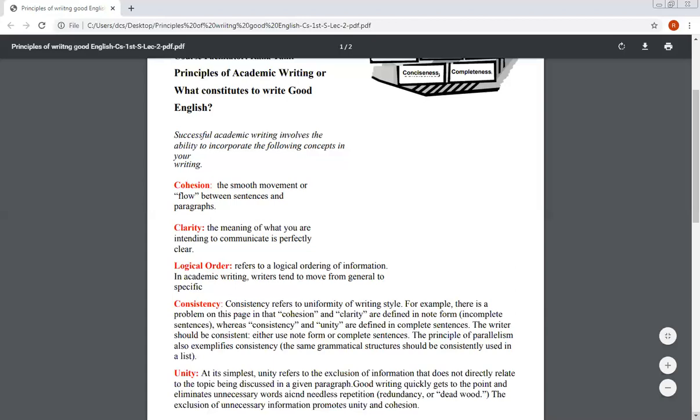There comes consistency, which is another terminology that is used, and we must be well aware of it. The word is derived from the word consistent.